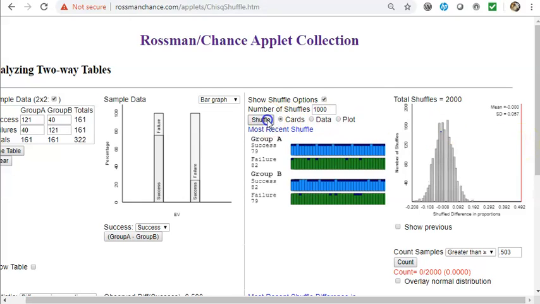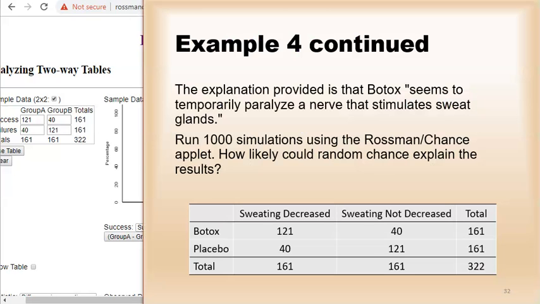I can do another 1,000. Let's get to 10,000. 8, 9, 10,000 simulations. Not one was even close to the actual difference in these proportions. So, in this case, how likely could random chance explain the results? It would be very, very tiny. It's not technically 0, but it is very tiny. About 0.